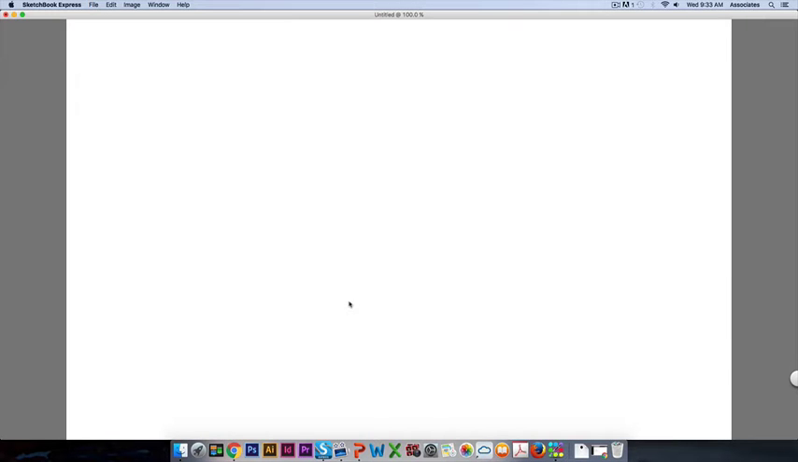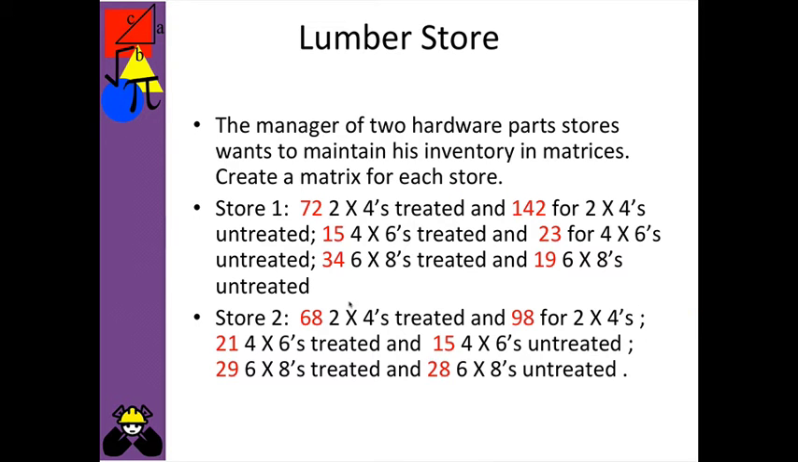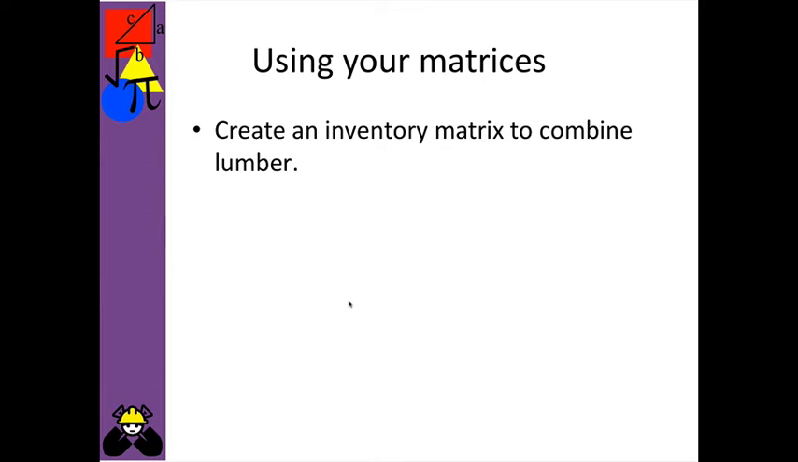Let's go back to our PowerPoint. There we go. Our answers are correct now. So now let's look at the next one. The manager of 2 hardware parts stores wants to maintain inventory. So we have different 2 by 4s, 4 by 6s, 6 by 8s. We have some treated and some untreated. So the first thing you're going to need to do is create an inventory matrix to combine these two.